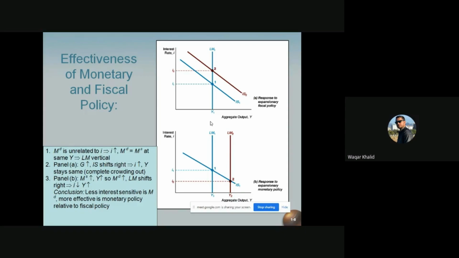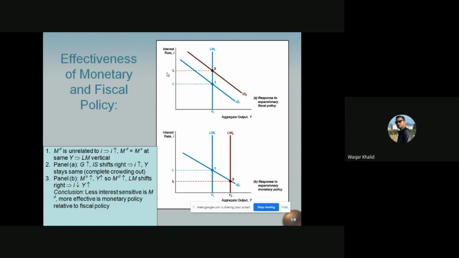The rightward shift in the IS curve raises the interest rate to i2. Look, when the federal government adopts the expansionary fiscal policy, the IS curve has shifted from IS1 to IS2, which causes investment spending and net exports to fall enough to offset completely the increased spending. Look, the interest rate has increased. It means that the federal government adopts the expansionary fiscal policy and the ISLM curve is vertical.